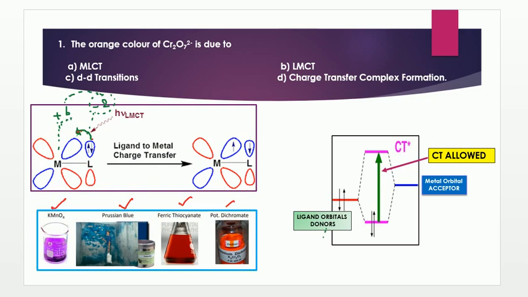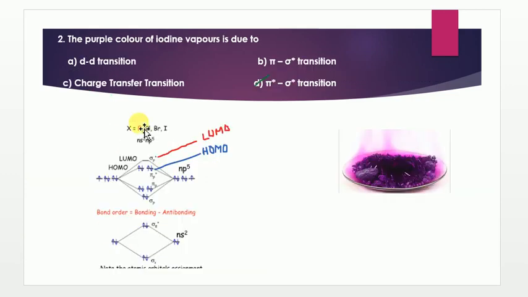So the next question: the purple color of iodine vapor is due to what? You know that iodine is a sublimable solid. Sublimable means the iodine directly converts from the solid to the gaseous state.